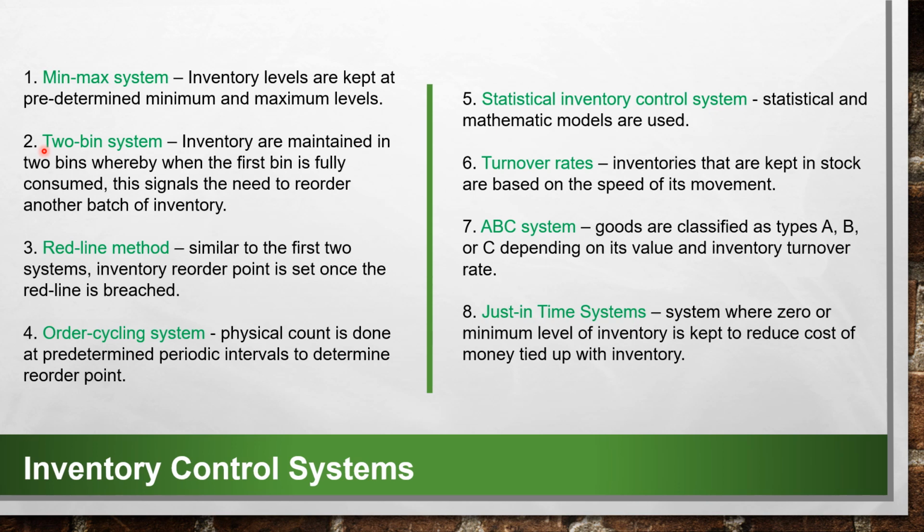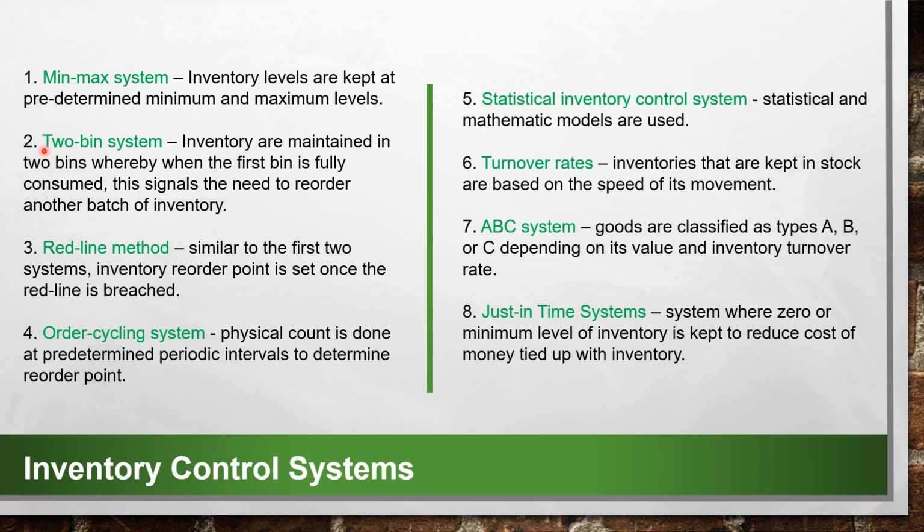We also have the red line method. Similar to the first two systems, the inventory reorder point is set once the red line is breached. Number 4, we have the order cycling system. Physical count is done at predetermined periodic intervals to determine the order point. So there's a cycle. Number 5, we have the statistical inventory control system. We use here statistical and mathematical models, like EOQ and EBQ and others.